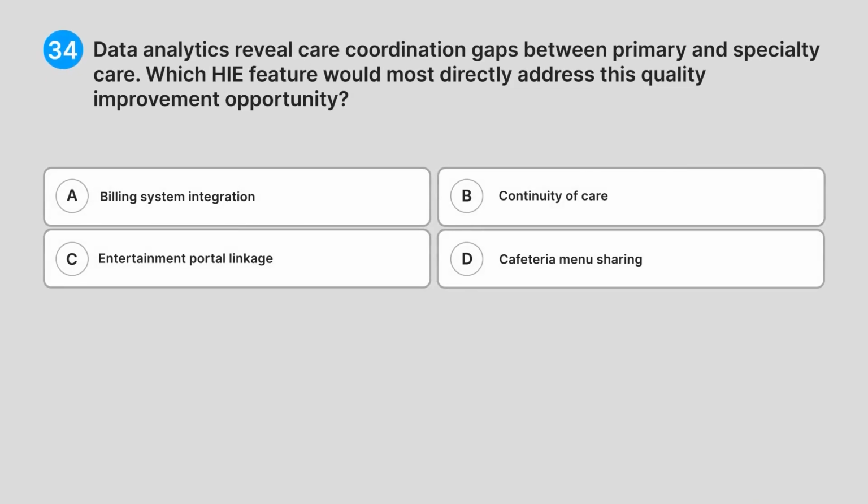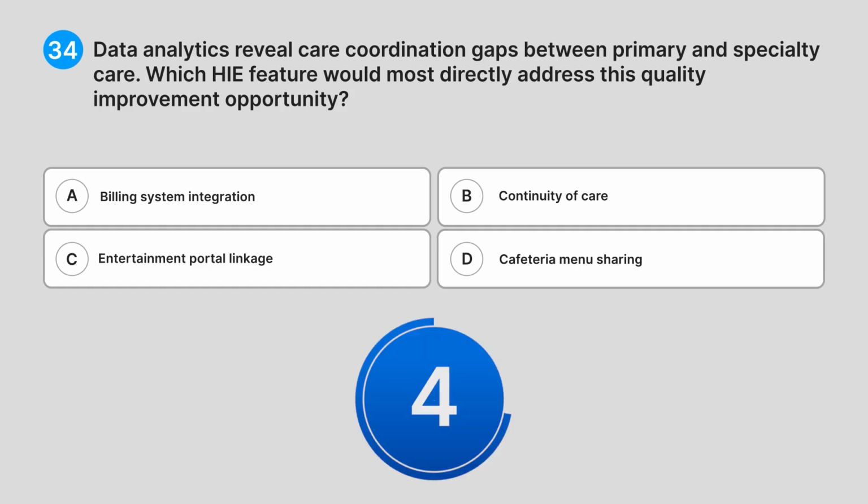34. Data analytics reveal care coordination gaps between primary and specialty care. Which HIE feature would most directly address this quality improvement opportunity? A. Billing system integration. B. Continuity of care. C. Entertainment portal linkage. D. Cafeteria menu sharing. Do you know the answer?